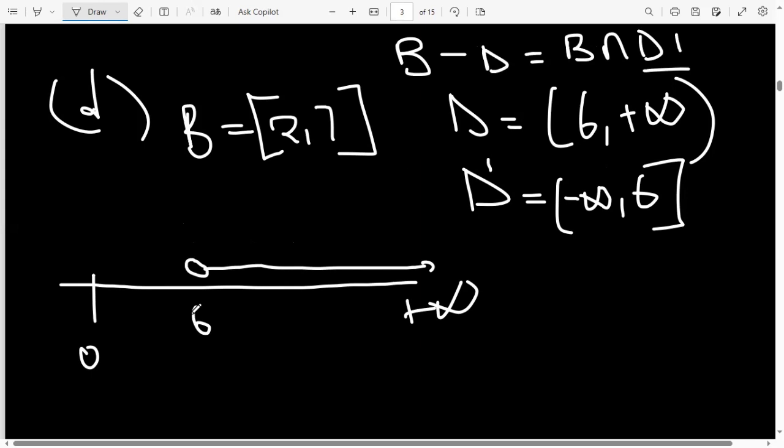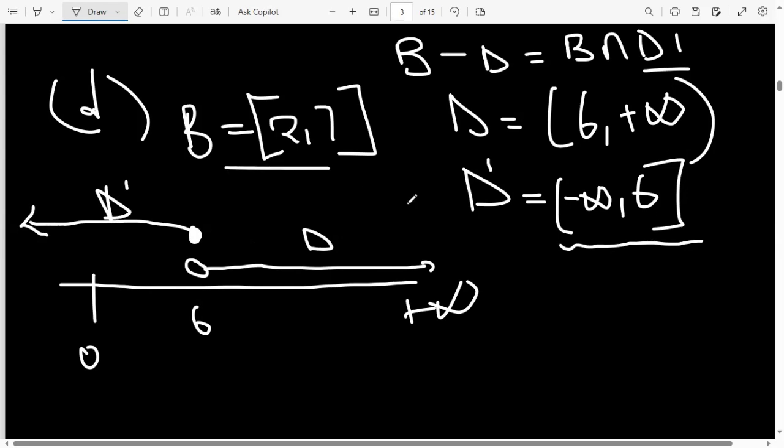The D complement now will just be, we go above 6, we draw a closed circle here, and then we go all the way to minus infinity. So this will be the D complement here, and then this will be the D. This is where I've gotten this guy here. Now we are intersecting this guy with the B.